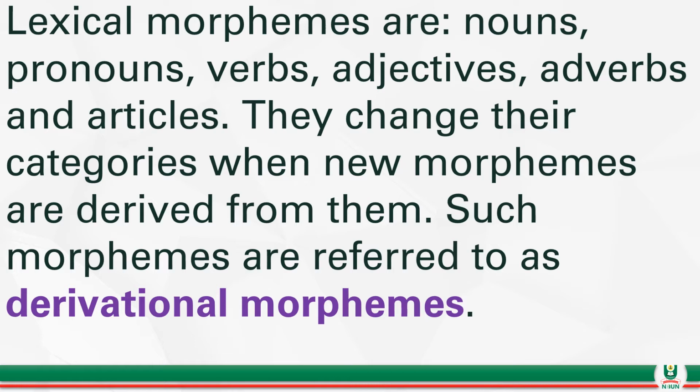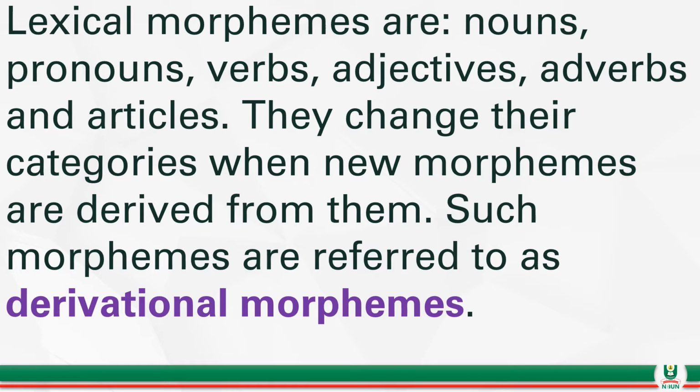Under lexical morphemes, in which noun is an example, when we give birth to a child, names continue to emerge. And so that is why we said lexical morphemes are unlimited. They continue to create, new ones continue to emerge, and so creativity is allowed in lexical morphemes. Under it we also have verbs, adjectives, adverbs, and so on. So they change their categories.